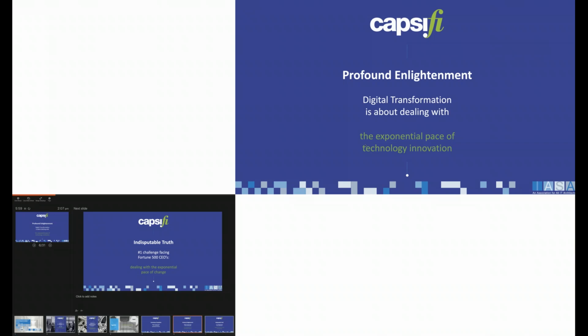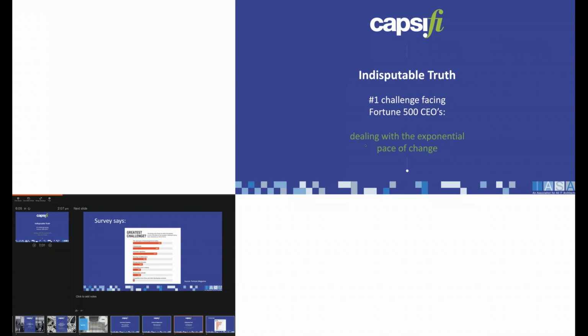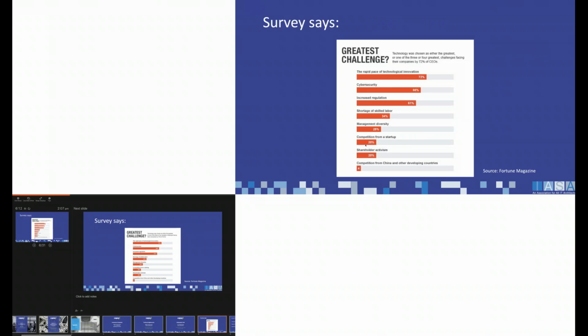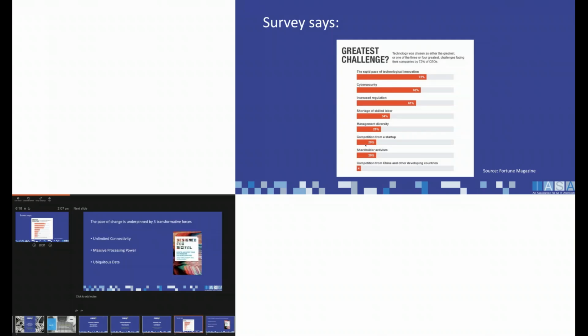There's no doubt that this is actually one of the top challenges facing major global organizations and CEOs. How do we know that? Well, the survey says: Fortune magazine did a recent survey of their 500 CEOs, and 72% put the rapid pace of technology innovation as the most significant challenge they face. And of course, it's not the technology, but the impact that that technology is having on their business.